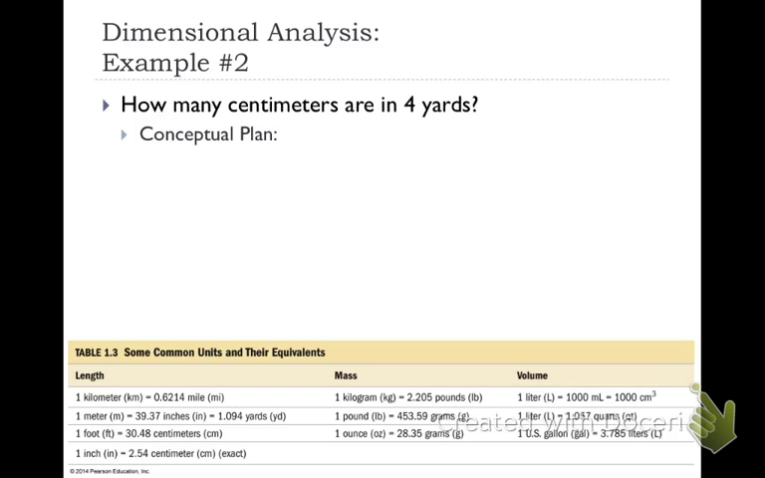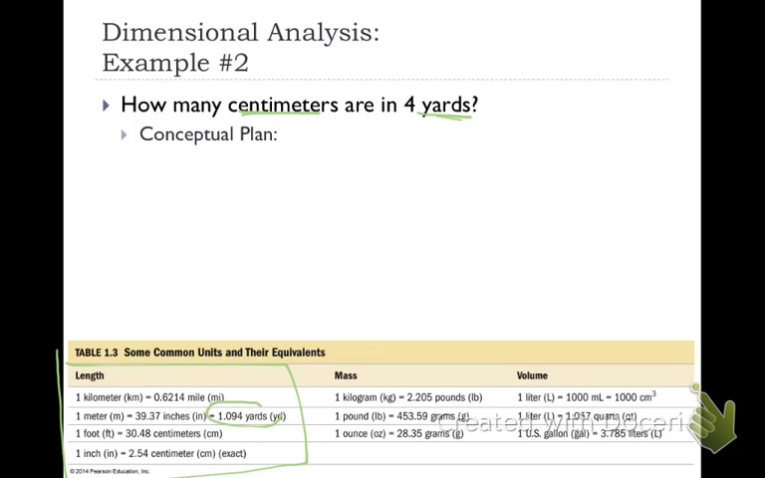Alright, so another example. We want to figure out how many centimeters are in 4 yards. So we know that we're dealing with length here. We're going to deal with this section right here. There is not one direct conversion between centimeters and yards, so this is where our conceptual plan really comes into play here. We have to be able to go from yards to centimeters. So let's take a look.